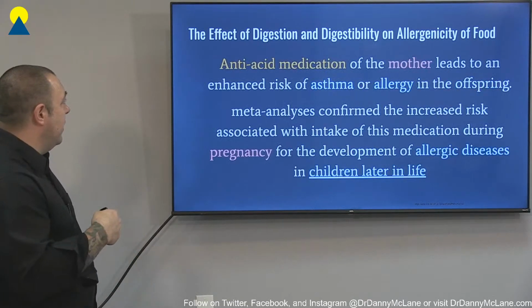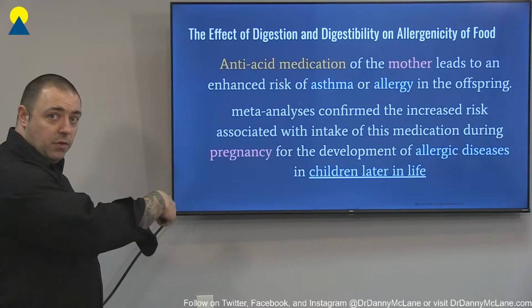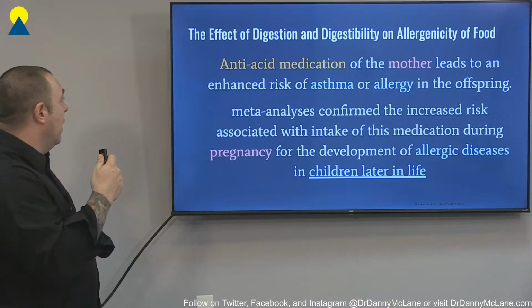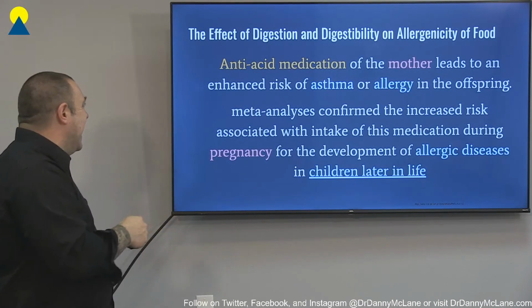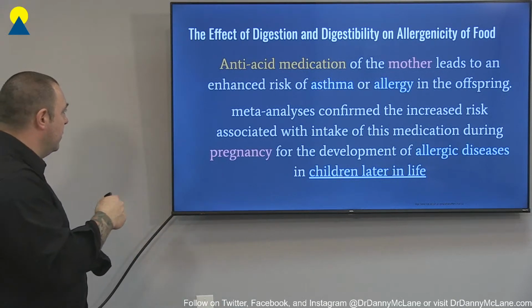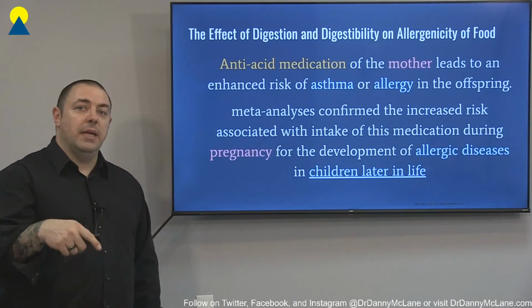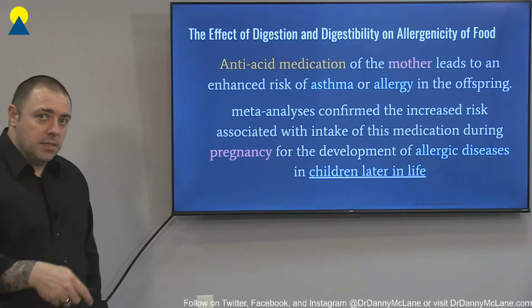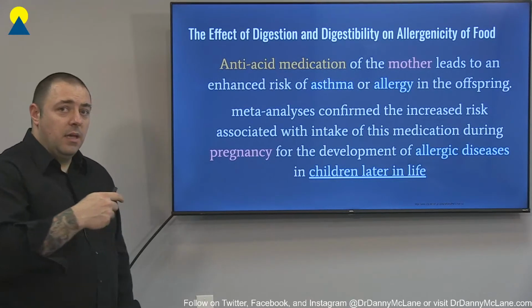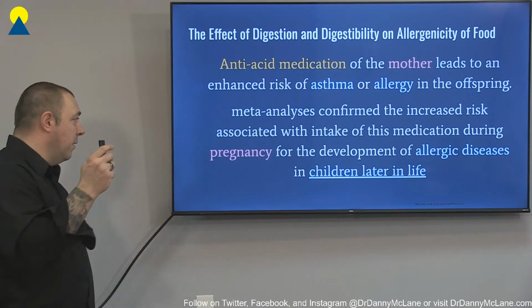All right, antacid medication of the mother. If you're pregnant, this applies to you. If you plan on being pregnant, this also applies to you. If you know somebody who is pregnant or planning on being pregnant, this applies to you. All right, antacid medication of the mother leads to an enhanced risk of asthma or allergy in the offspring. Meta-analysis confirmed the risk associated with intake of this medication during pregnancy for the development of allergenic diseases for children later in life. That means if a female who is pregnant takes antacids, their child has an increased risk. Why? Because where did that child's immune system come from? The mother. Okay.